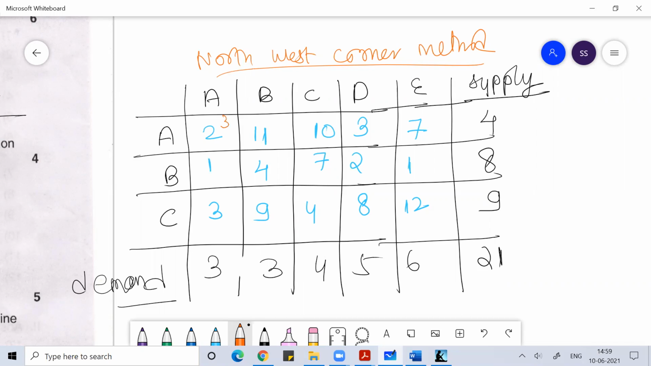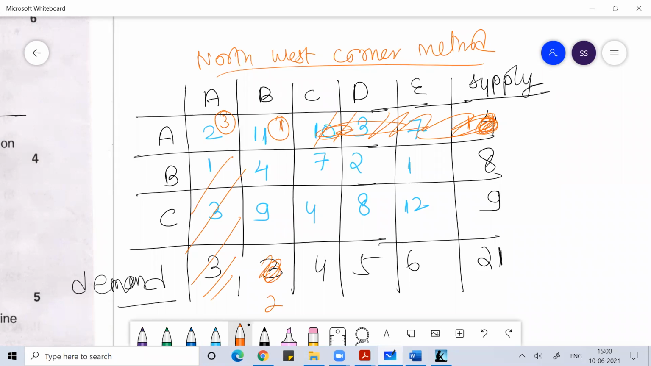So maximum you can do is 3. Done. Nothing can be done here. This will be 1. This will be 1. And if you see the next cell, supply is 1, demand is 3. So you can put 1. That is done. Now what is left is 2.